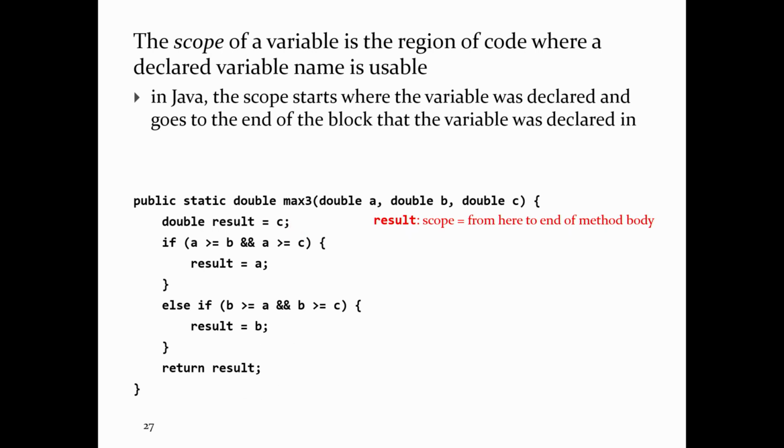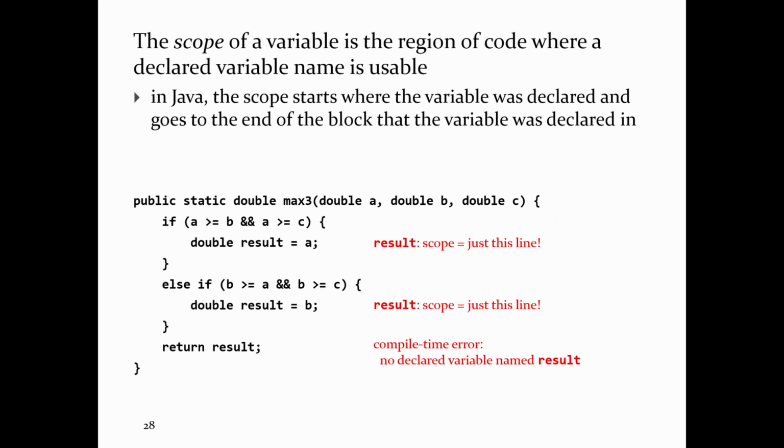So the code that's written here is fine, right? Result is declared here, I can use it here, I can use it here, and I can use it here. If you try to write this code the way that you would write Python code, so for example, you don't declare result before the if statement, but instead you declare it when you know what the value of result ought to be. So here I know that result should be A. The problem with this in Java is that here's where you declare result, and it's only usable inside the block that it's declared in. So it's declared inside of this block here. After this block is finished running, the name result is no longer usable.